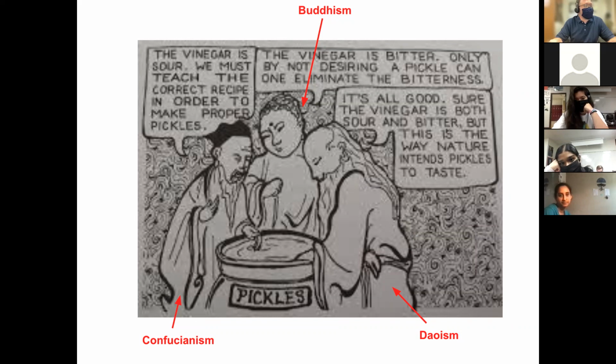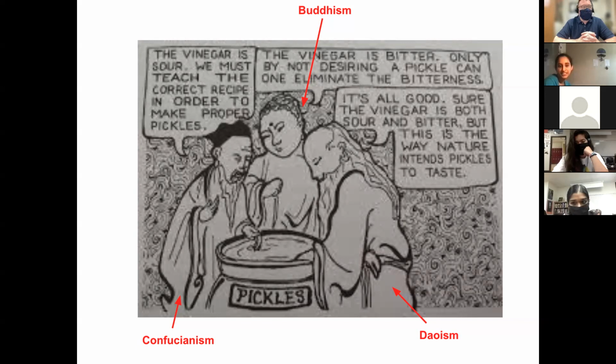But I want you to read the Buddhist pickle thing. The vinegar is bitter; only by not desiring a pickle can one eliminate the bitterness. And someone mic on and tell me what Buddhist ideas are in that little quote. What do you remember about Buddhism? With your microphone, please. Desire leads to suffering. Right. So to end desire, what do we do? I mean, to end suffering, what do we do? We eliminate desires.